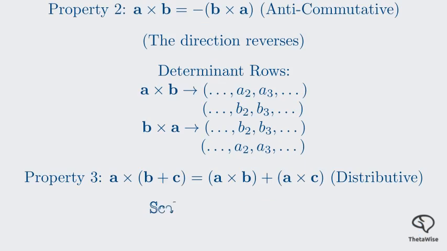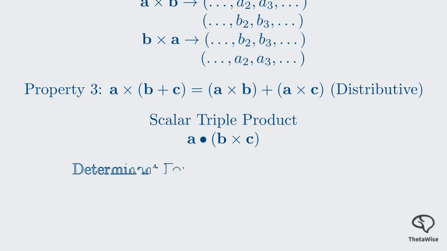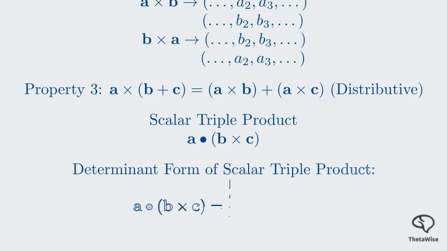A related concept is the scalar triple product, A dot B cross C. This takes 3 vectors and produces a scalar result. We can calculate this in 2 steps. First, find the vector B cross C. Then take its scalar product with A. Alternatively, the scalar triple product is given by the 3x3 determinant of the 3 vectors. This result has a significant geometric meaning that we will explore later.